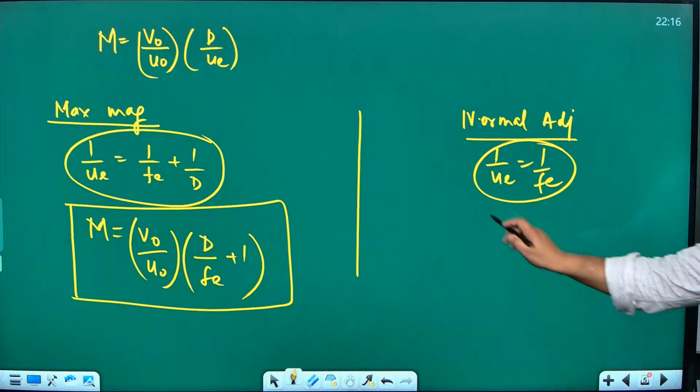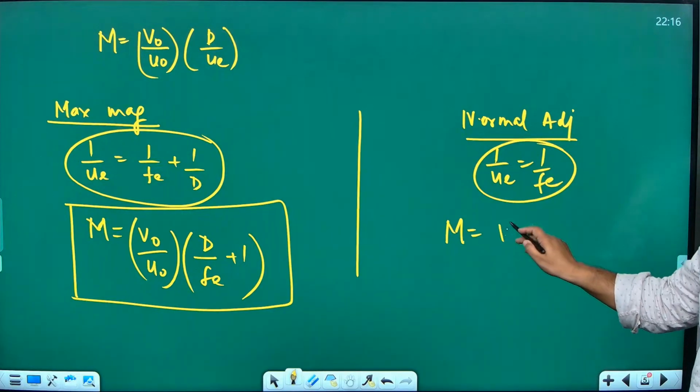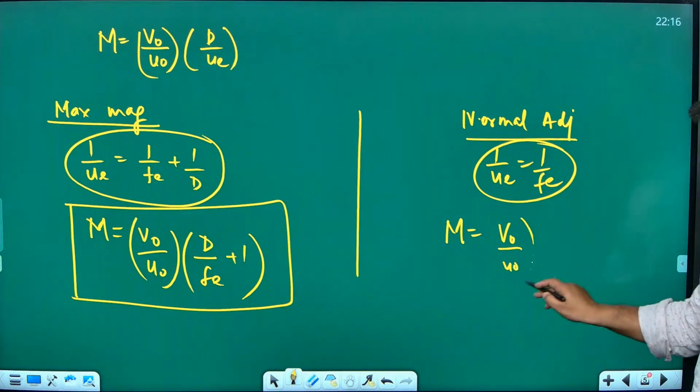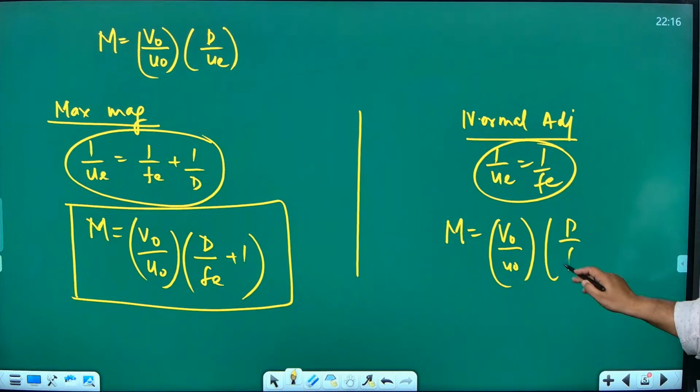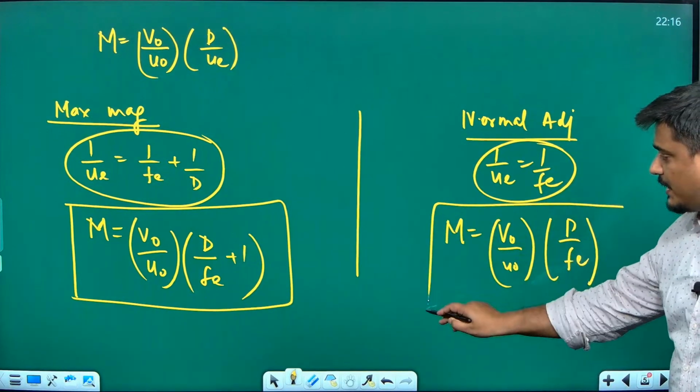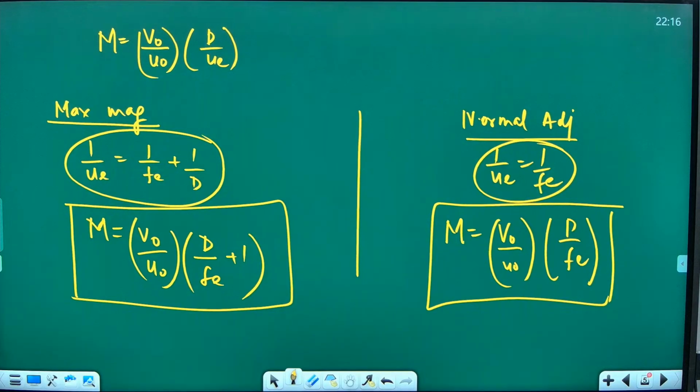In the same way, here it will become Vo by Uo into just D by Fe. This is the magnification under normal adjustment. I hope it is clear to you.